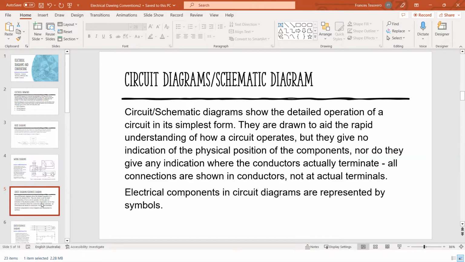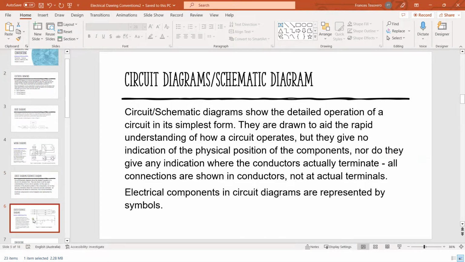Now, when you go to the circuit diagram, this is what we always deal with in our work on site. A circuit or schematic diagram shows the detailed operation of the circuit in the simplest form. They are drawn to aid rapid understanding of how a circuit operates, but they give no indication of the physical position of the components, unlike the previous one. It's all symbols. Nor do they indicate where the conductors actually terminate. All connections are shown as conductors, not actual terminals. So that is the circuit or schematic diagram.